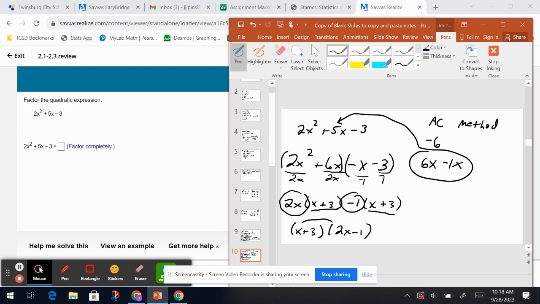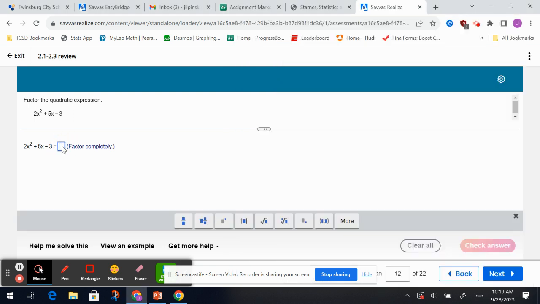Well, if I multiply these together and FOIL this, x times 2x is 2x squared. x times -1 is minus x. 3 times 2x is a +6x. And then 3 times -1 is a -3. And when I combine my middle terms, I get 2x squared plus 5x minus 3. That's the original problem. So again, all of this stuff is not needed. I just need to type in my answer of x + 3, 2x minus 1.